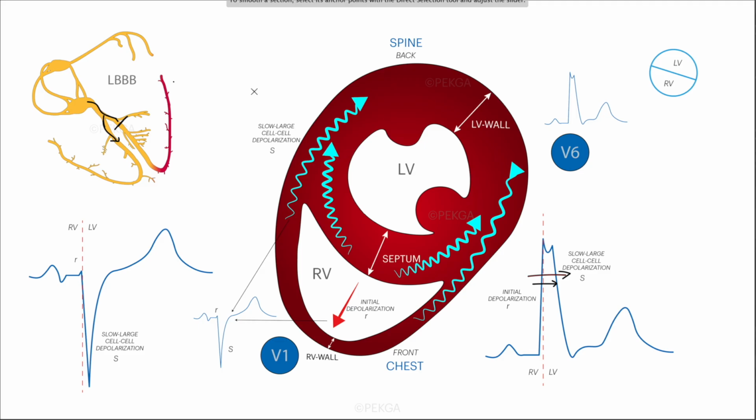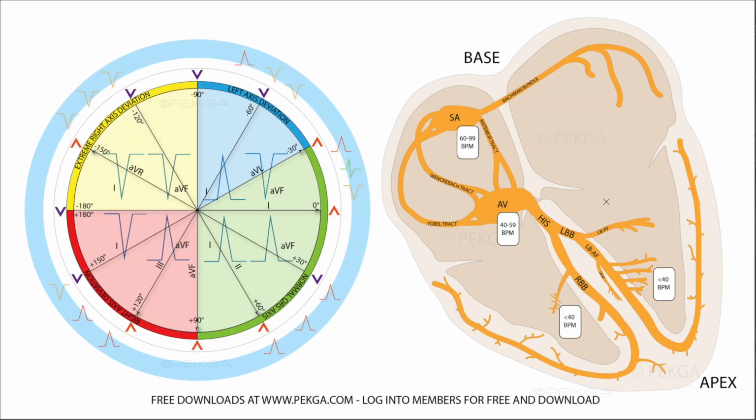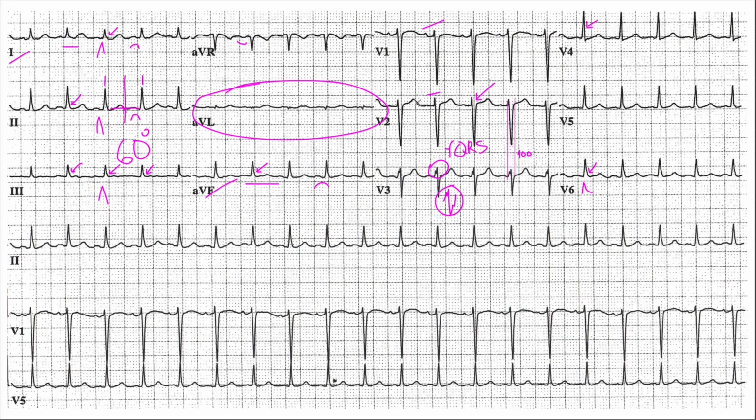However, we don't have a complete, let me see if I can find this. We don't have a complete blockage of the left bundle, I would not say so. But what if the left bundle was blocked right here? Now, if the left bundle was blocked partially there, you would expect to see some aspects of the left bundle, like maybe that, right?